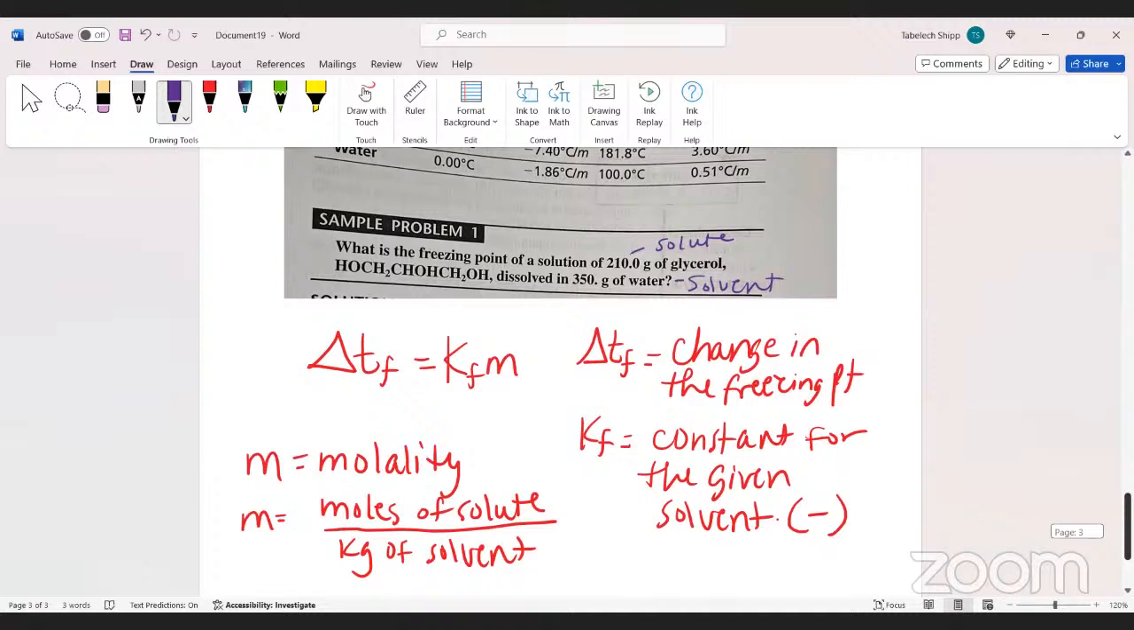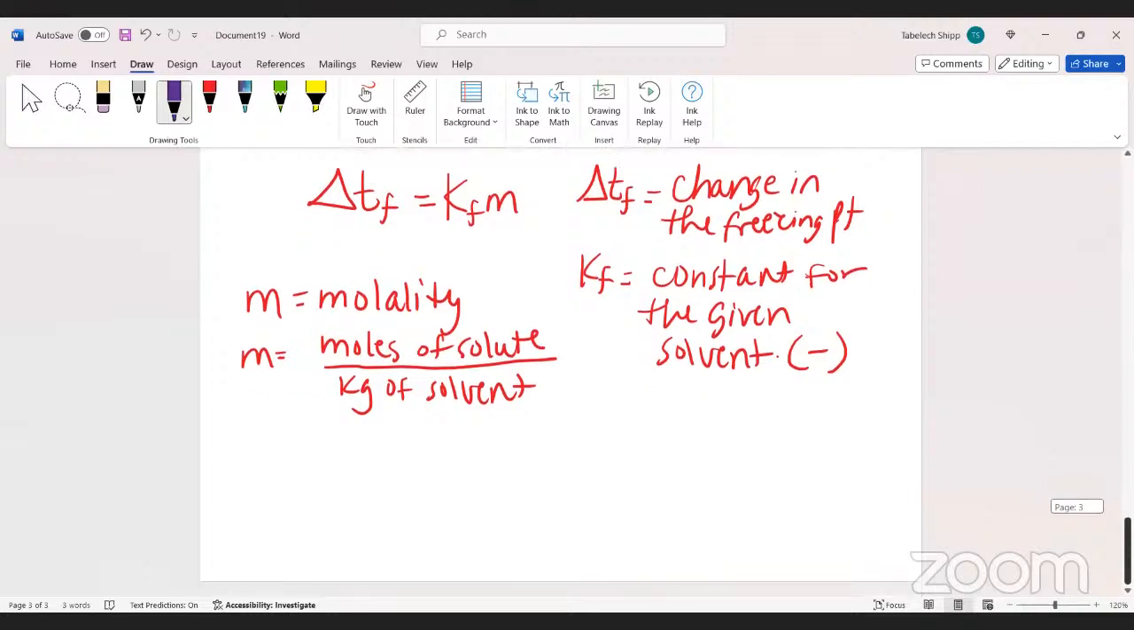So right here, because they're asking for the freezing point, you're probably wondering, well, what do we have to do in order to solve this problem? So let me go through this with you right now so you will know exactly what to do, okay? For this particular problem, one of the first things that we're going to have to do is convert the 350 grams to a kilogram, okay? So in this problem, we'll need to convert that number.